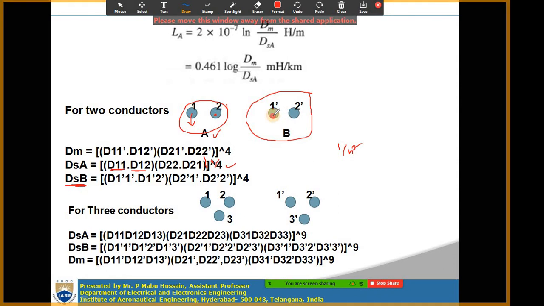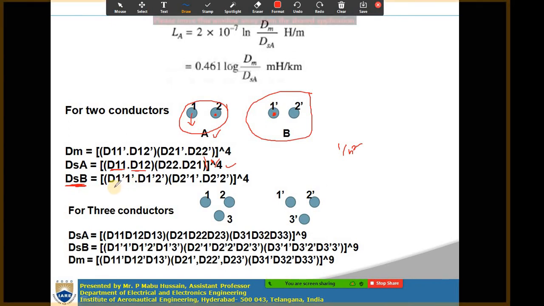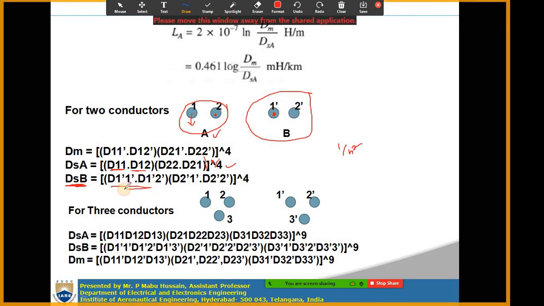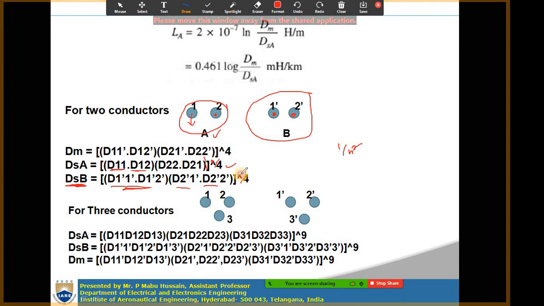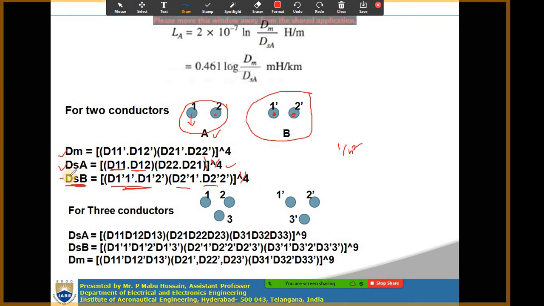Now first if you write the product term for the first strand in conductor B, then D1'1', D1'1', then the other strand distance will be D1'2', as there are only 2 conductors. When you consider the second one, D2'1', D2'2', the same subconductor you have to take, and with the other strand also you have to take. So, whole to the power of 1 by n square, again this is also 1 by 4. This is how you can determine the mutual GMD and self GMD if there are only 2 conductors.